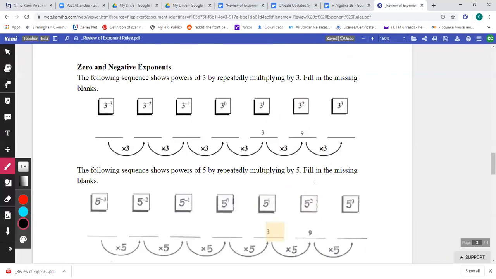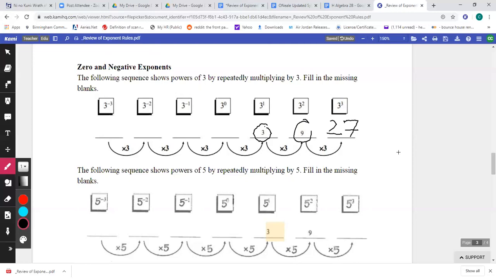Okay, now we're going to review zero and negative exponents. So here, the following sequence shows powers of 3 by repeatedly multiplying by 3. Fill in the missing blanks. So I know here 3 to the 1st is 3, 3 squared is 9, and if I multiply by 3 again, 3 to the 3rd is 27. So you see the pattern here is I'm multiplying by 3 to go to the right.